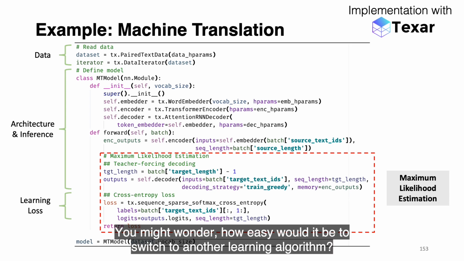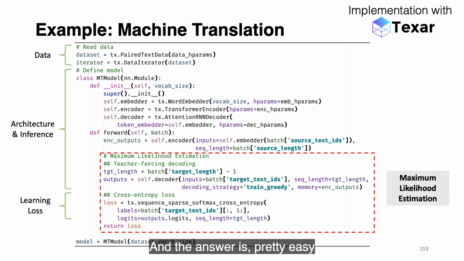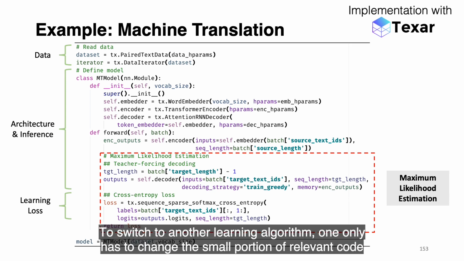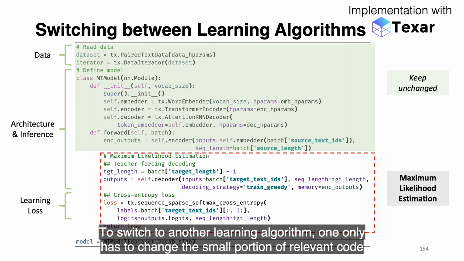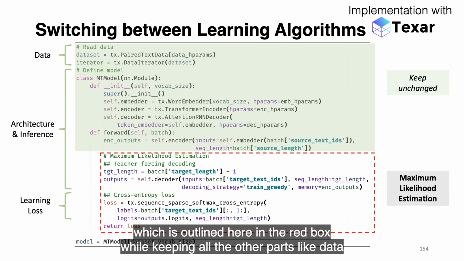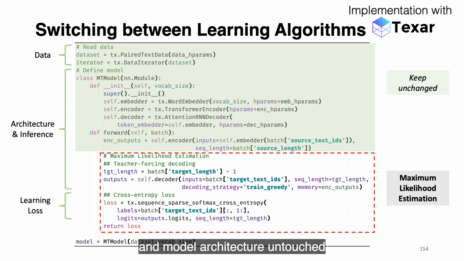You might wonder, how easy would it be to switch to another learning algorithm? And the answer is pretty easy. To switch to another learning algorithm, one only has to change the small portion of relevant code, which is outlined here in the red box, while keeping all the other parts like data and model architecture untouched.